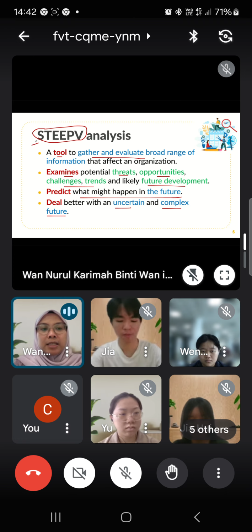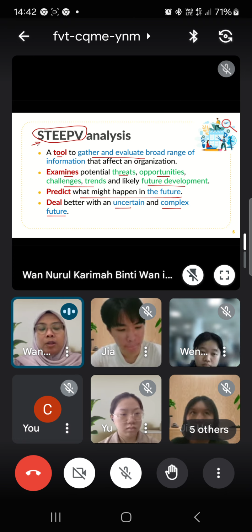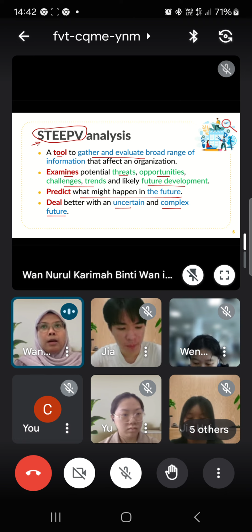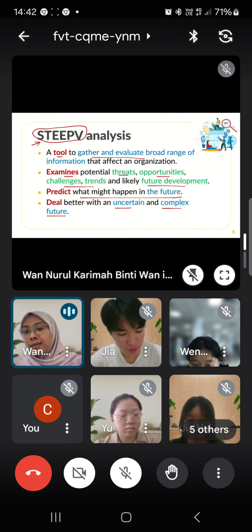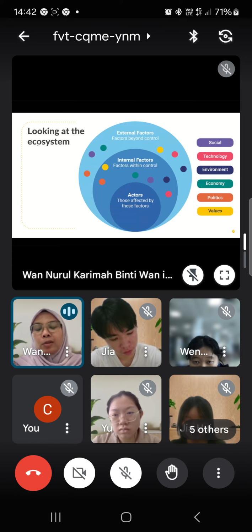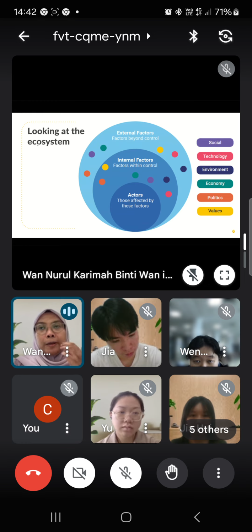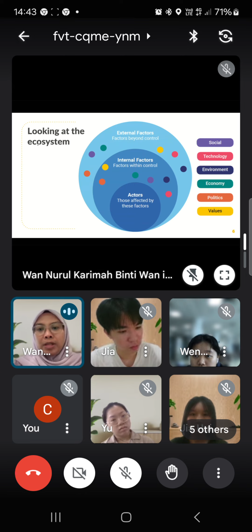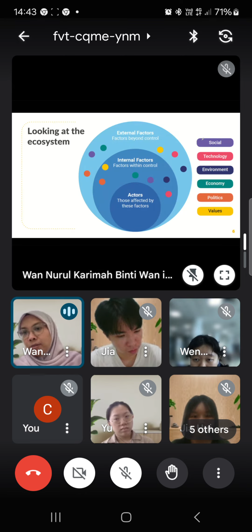Because basically this STEEPV, as I have mentioned earlier, is comprehensive enough because we consider all those social, technological, environmental, economic, political, and values factors that could affect an adoption, that could affect our future, that could affect an application, that could affect the success of a certain technology and the success of an organization. And so basically when we use STEEPV analysis, we are looking at the whole ecosystem within which an organization operates, within which we live. And the ecosystem includes both internal and also the external factors. So these are, as you know, the STEEPV factors: social, technology, environment, economy, politics, and values.